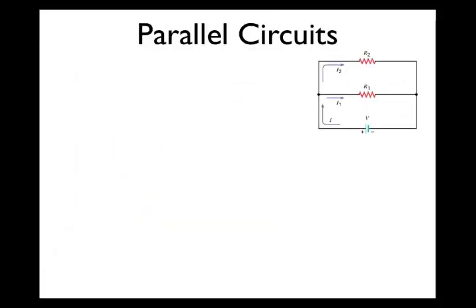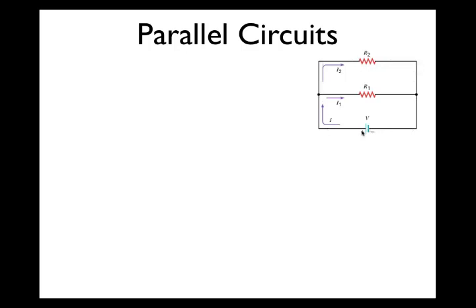Parallel circuits are arranged a little bit differently. Here, each resistor has what could be considered an independent connection to the battery. So the battery is connected via a wire up to this point, but then any charge that arrives at this point could pass through resistor R1 and then go back to the battery, or could pass through resistor R2 and go back to the battery.